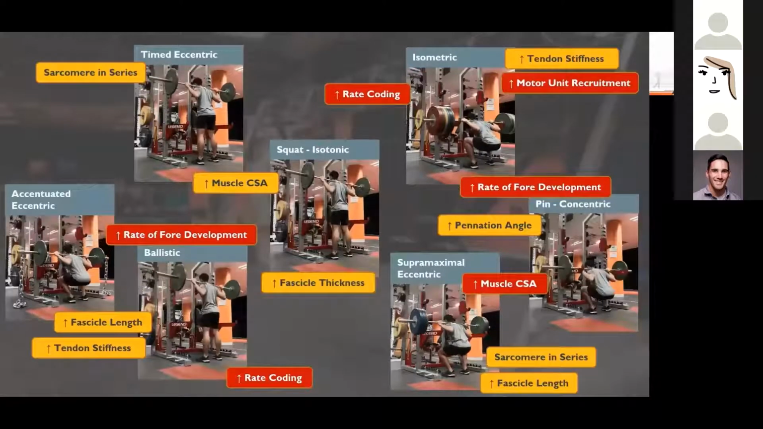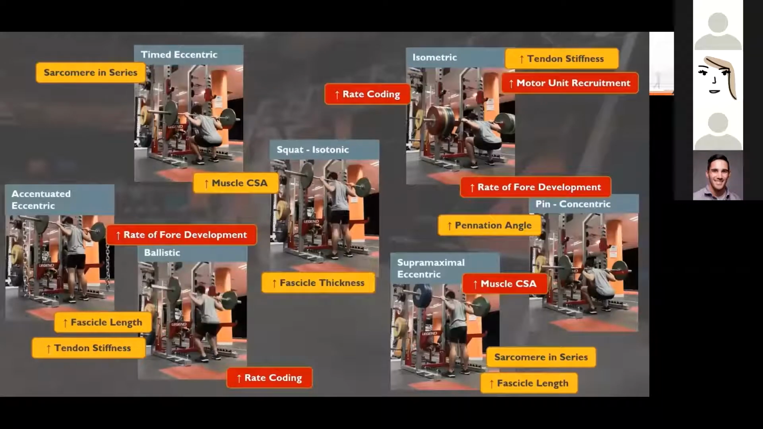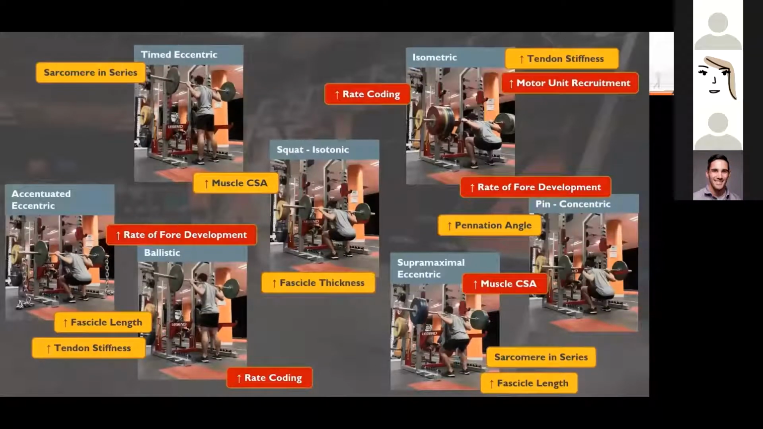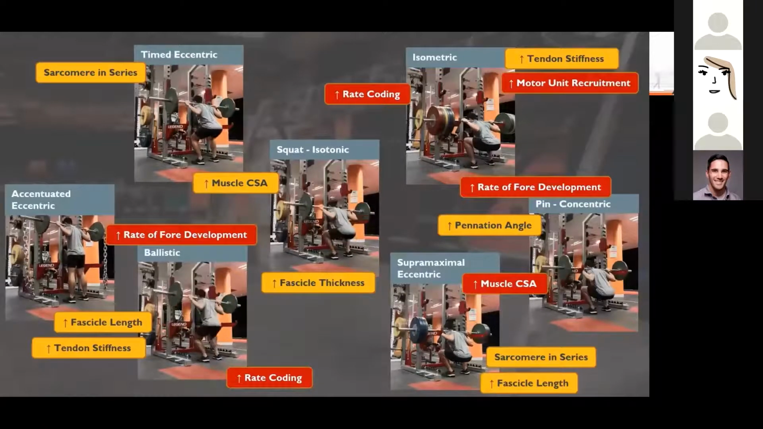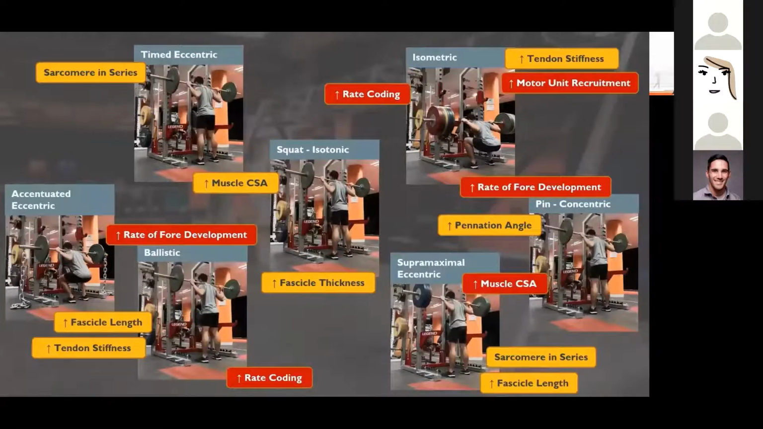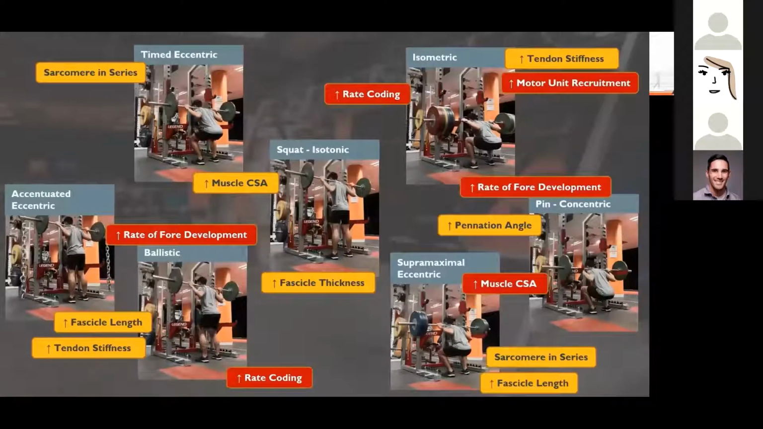For instance, doing a ballistic jump will work on neurological adaptations such as an increase in rate of force development, while doing a time eccentric will provide morphological changes such as sarcomerogenesis in series. To better understand this, let us first take a look at how movement occurs.